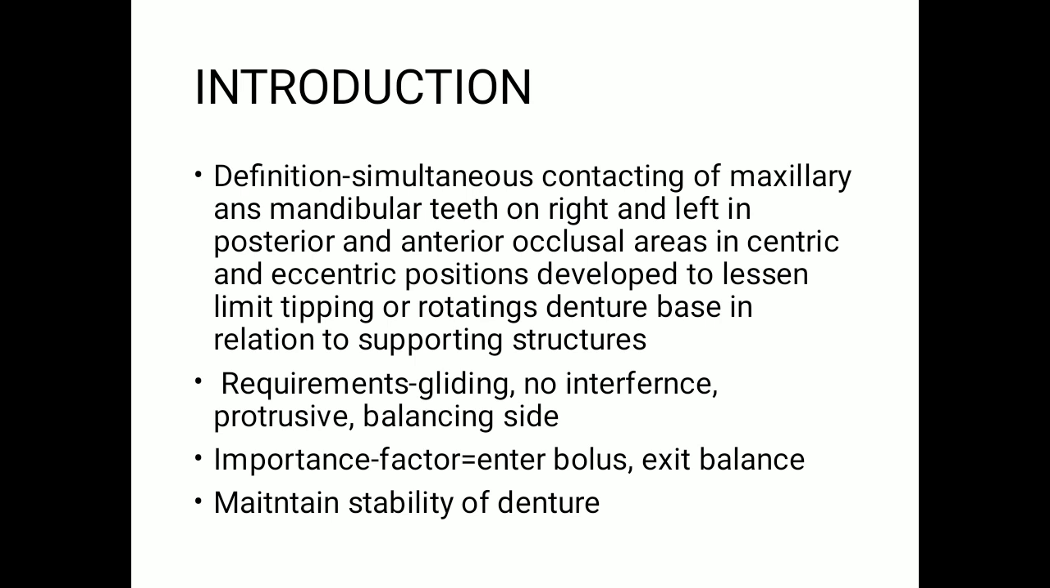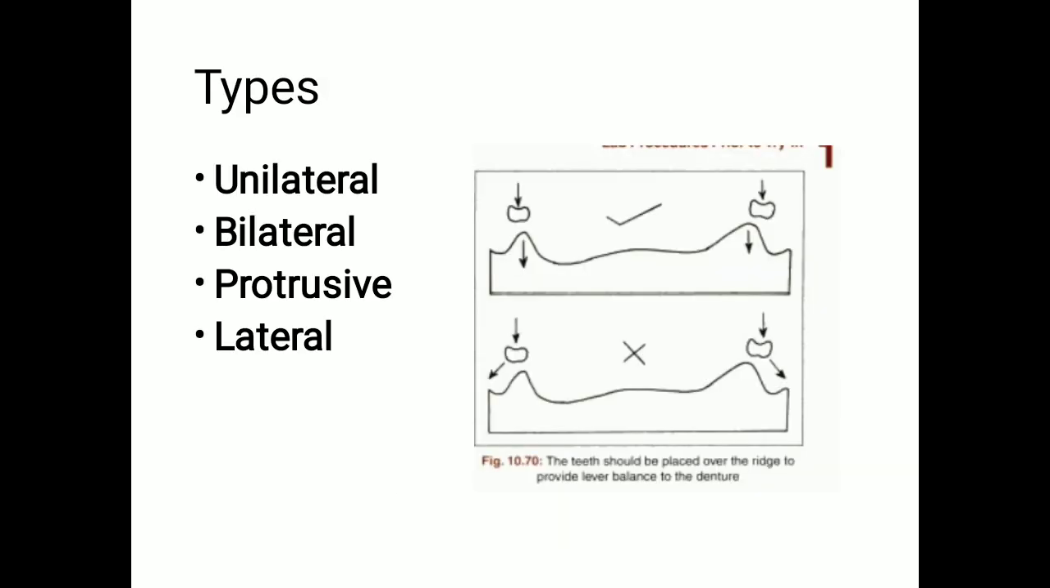Requirements of balanced occlusion are the gliding mechanism, no interference while mastication, protrusive movements, and the final one is the balancing side. Here the important factors, according to Stephen, are enter bolus, exit balance. It's mainly for maintaining the stability of the denture. In balanced occlusion, there are four types. First one is unilateral, second bilateral, third protrusive, and final one is lateral.